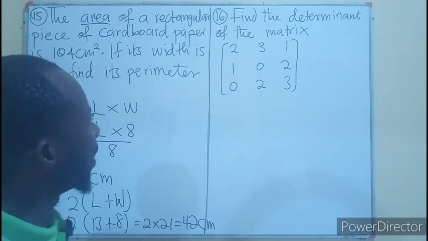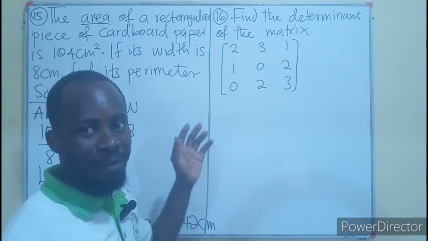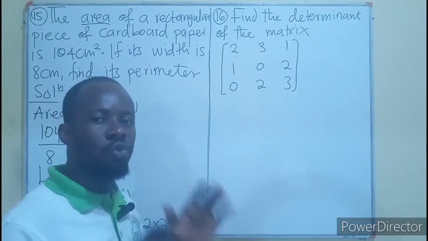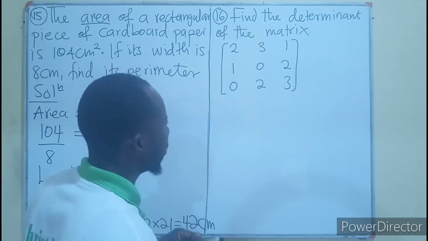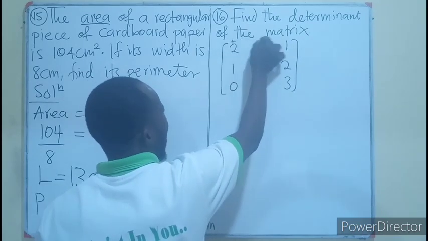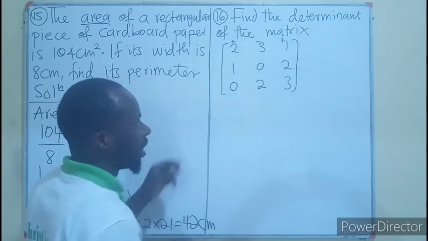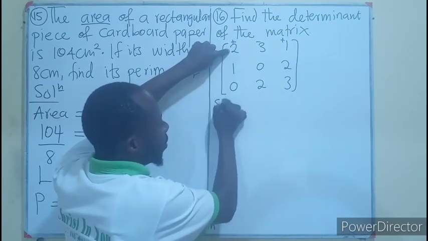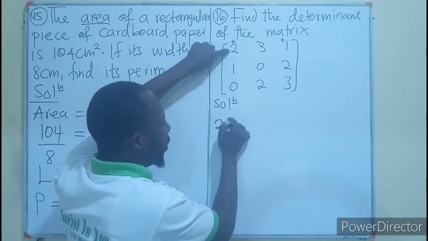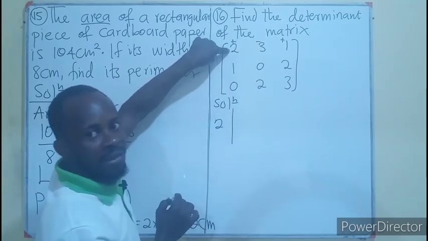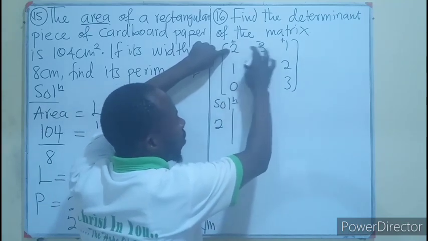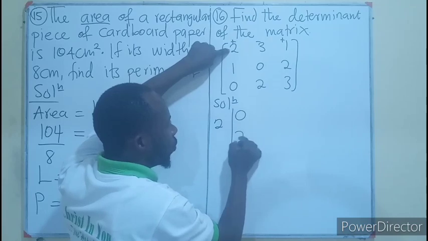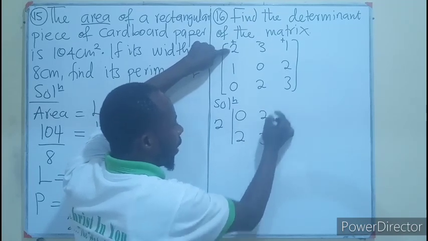16. Find the determinant of the matrix. This is a 3 by 3 matrix. So in order to find the determinant, we need to break it down into 2 by 2 matrices. So here, I have my plus, minus, plus, picking the first entries. If I pick this entry, it means I am using 2 as my scalar multiple. Everything on the row is cancelled. I'll be left with the 2 by 2, 0, 2, 2, 3.